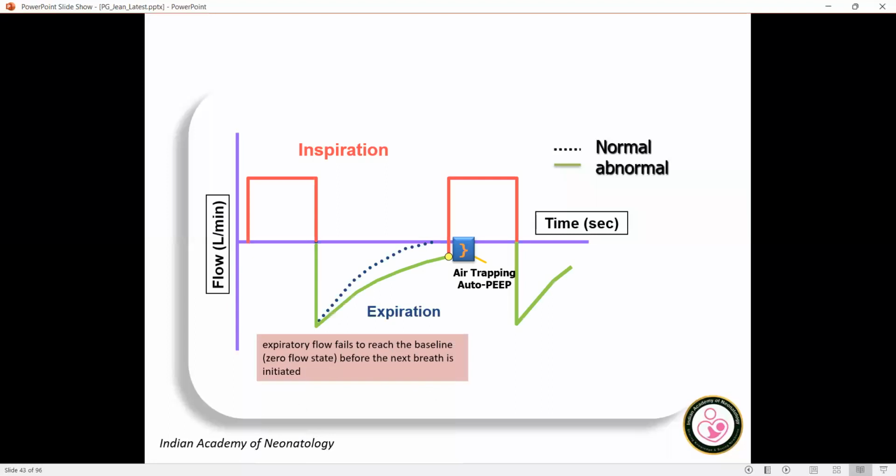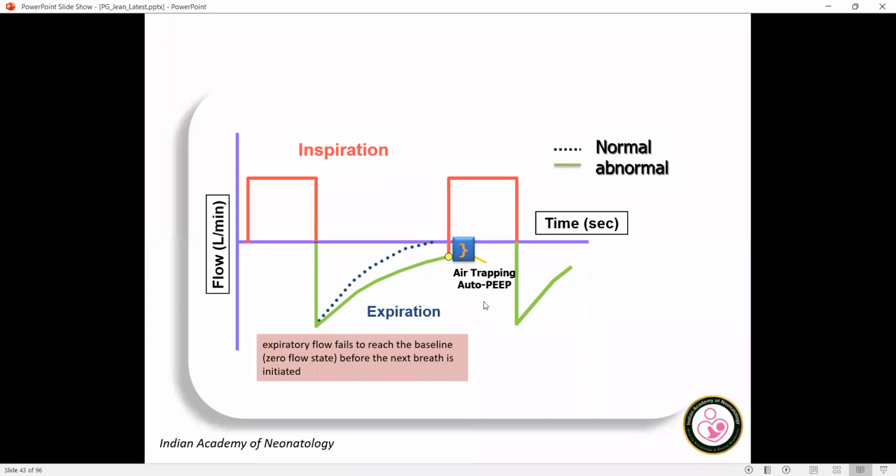The next important thing we are going to learn from the flow waveform is, can anyone identify this situation? Yes, here we can see that the expiratory waveform is not reaching the zero flow state. It's not reaching the baseline. Before that, another breath has already been started. Another inspiration has already started. This is what is known as air trapping.